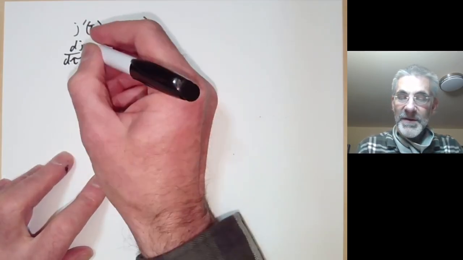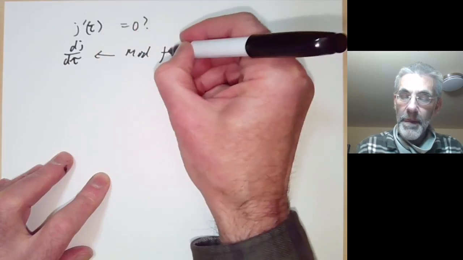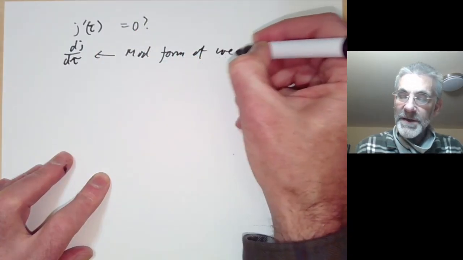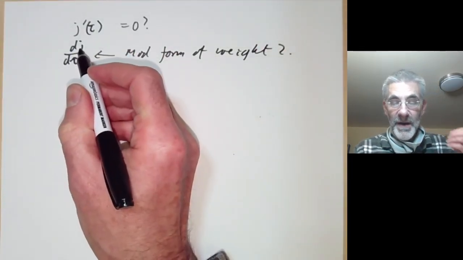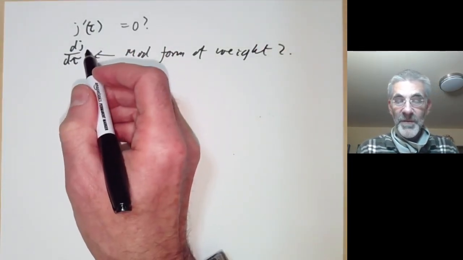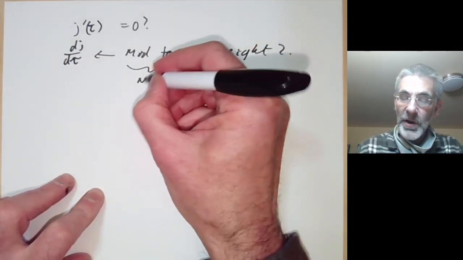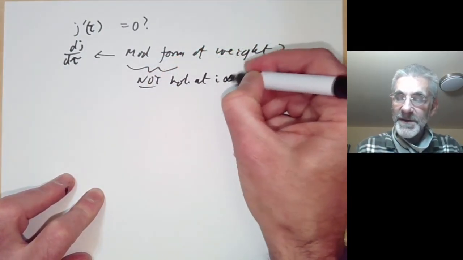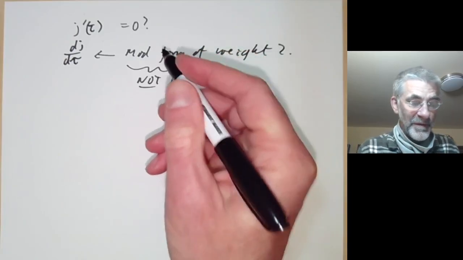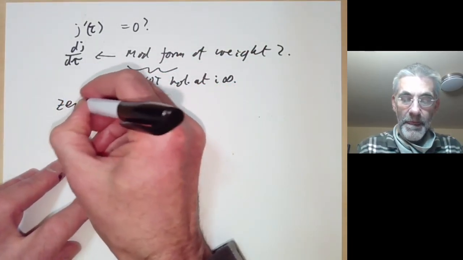And you notice that the derivative of j with respect to tau is actually a modular form of weight 2, because if you differentiate a modular form of weight 0, you always get a modular form of weight 2. I should say this is not holomorphic at i infinity, so it's not a holomorphic modular form. And let's check its zeros.